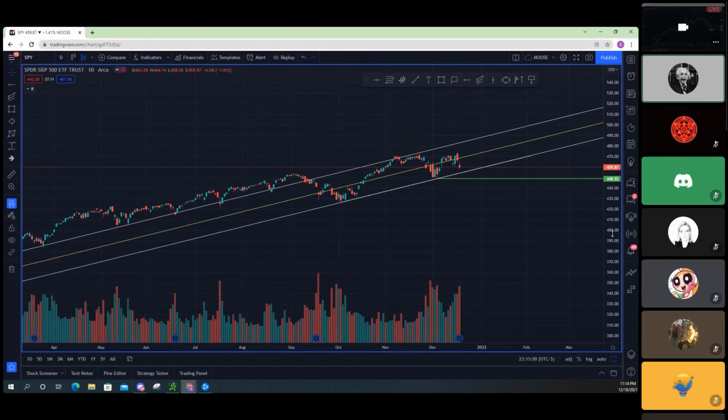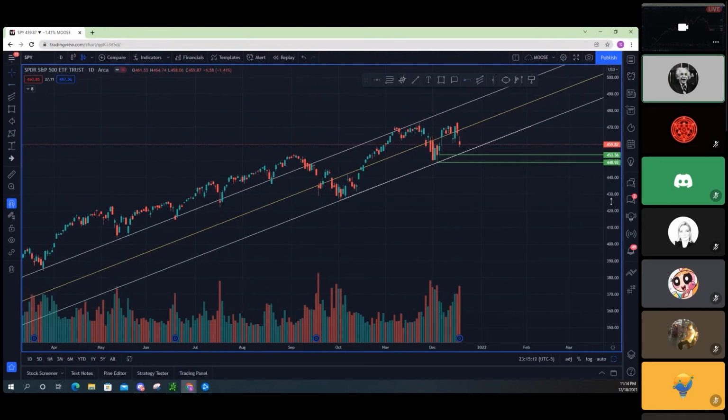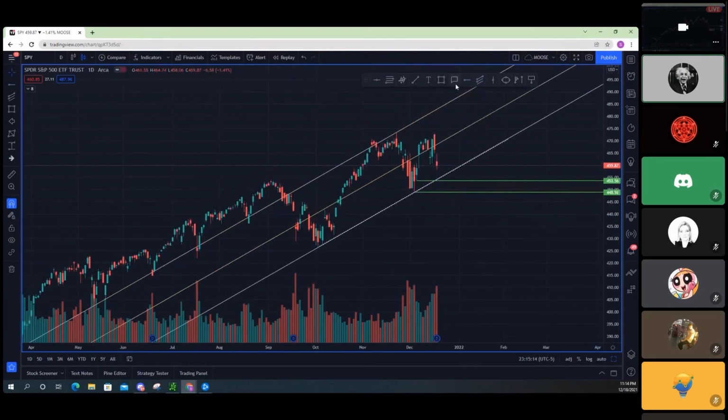Okay, so here, I think if we break this level right here, which is, what is this, about 453, might serve potentially as a next area, and I'm just grabbing VIX. I'm not even looking at VPOCs. I'm exhausted. I just drew a line in the middle of nowhere.